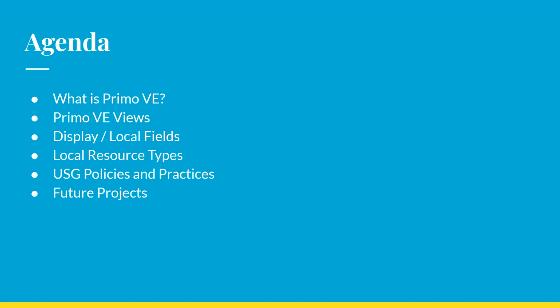So anyway, sorry. We'll go through what is Primo VE, or talk about the Primo VE views, display and local fields, the local resource types that we've set up for you all, and then talk through some of the USG policies and practices and how they in some ways haven't changed, but just as a reminder of how the committees are involved with Primo VE and things of that nature, and then future projects that we've got currently up and running or are thinking about because of our migration to VE. They've opened up some opportunities for us.